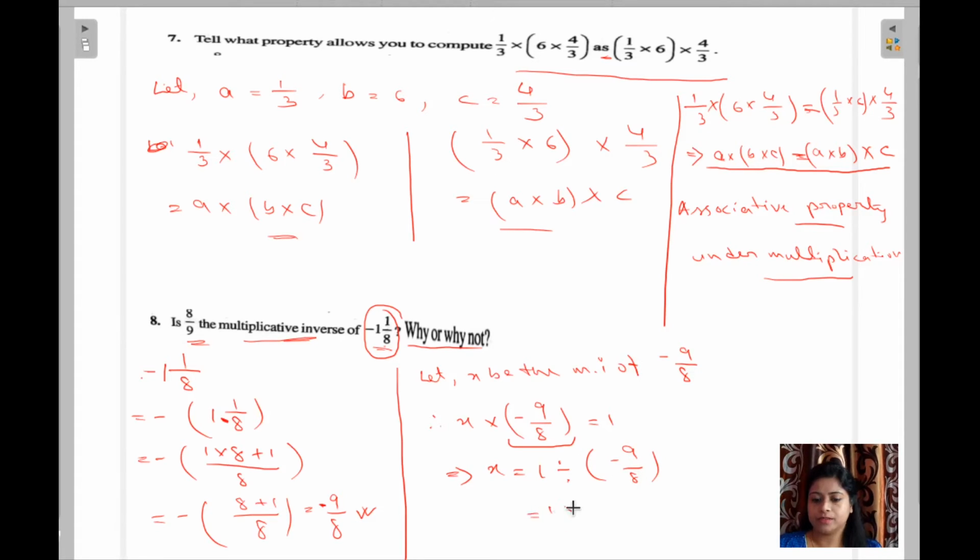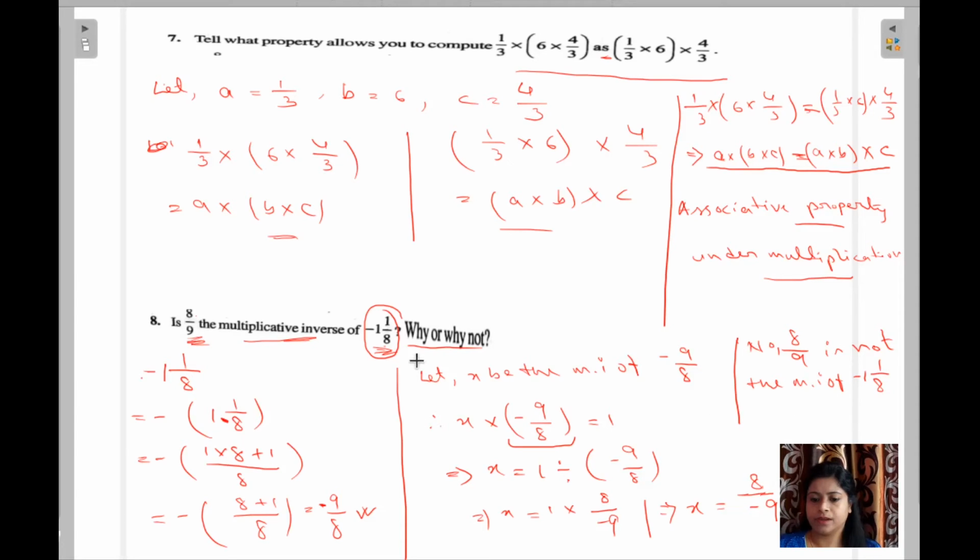Okay, so 1 multiplied by 8 by minus 9, or our x, is equal to 8 by minus 9. So our multiplicative inverse of this term is 8 by minus 9. It is given 8 by 9. That means this is wrong. So here we will write: no, 8 by 9 is not the multiplicative inverse of minus 1 by 8.